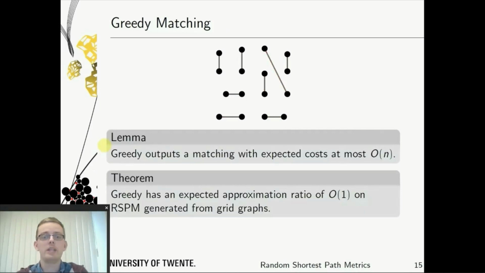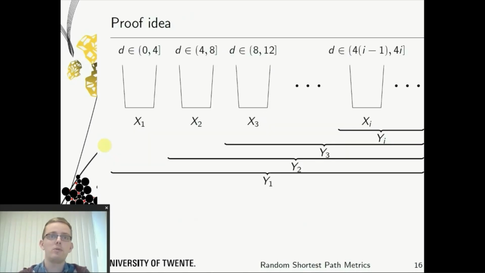We've shown that this greedy heuristic outputs a matching with expected cost at most order n, and as a consequence of that we could show that the expected approximation ratio is constant for this heuristic on random shortest path metrics generated from grid graphs. The proof required an improvement to the proof idea of Brinkmann and co-authors. We used the same partition idea as they did, as visualized here, where we put the connections that are being added by the greedy heuristic in bins according to their length.